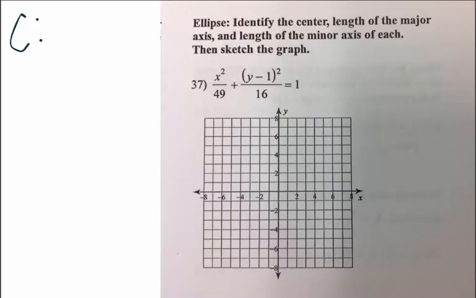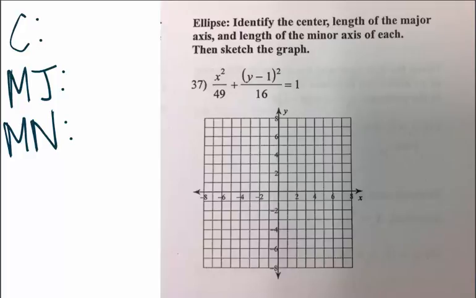I still need a center. I need the major axis length. I need the minor axis length. I just don't care about the direction of opening this time because ellipses, well, they don't open. They either stand up tall or they lay down, kind of like a football laying there.